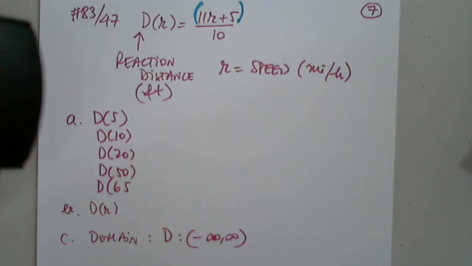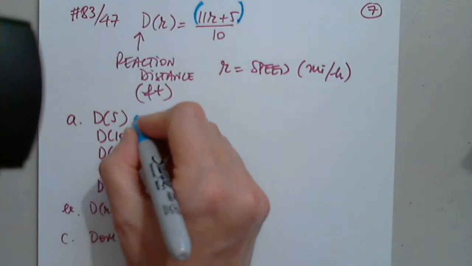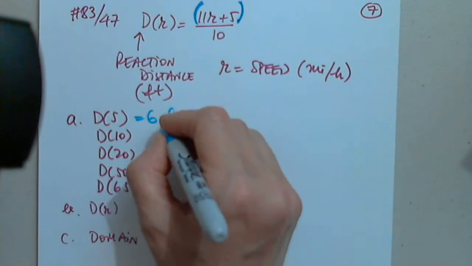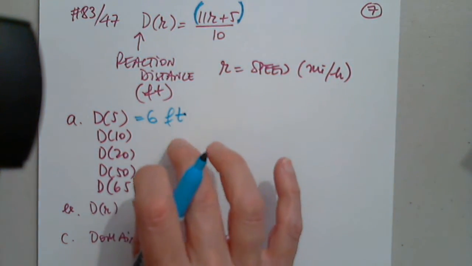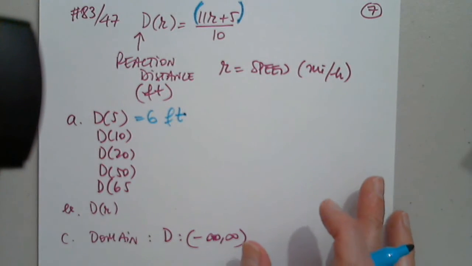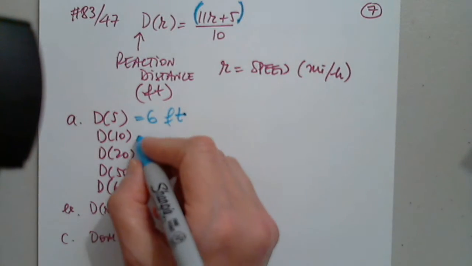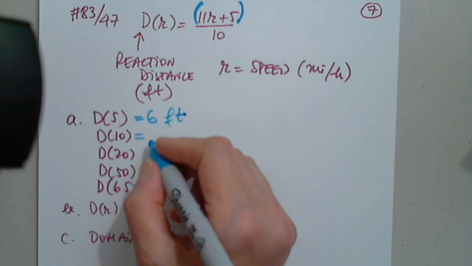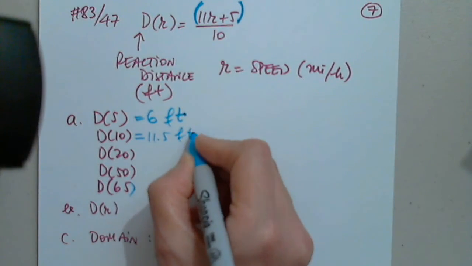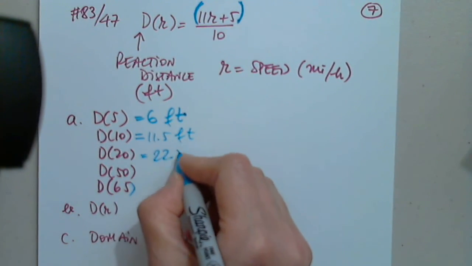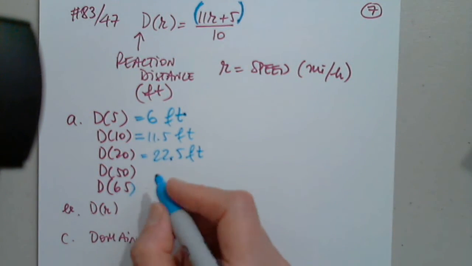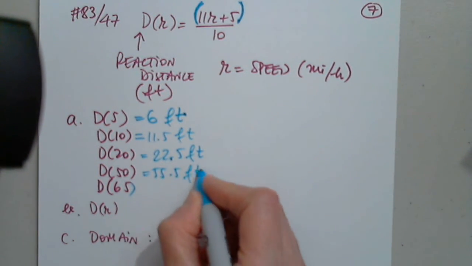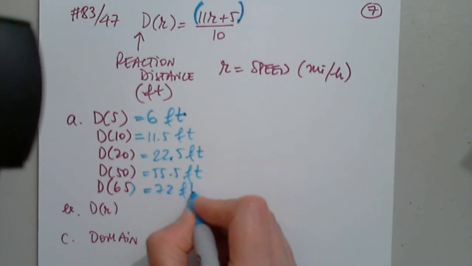So this is the distance based on the speed of the car or the velocity. So d of 5 is 6. I have to write 6 feet. The measurement unit has to be there. If it's an abstract problem, you don't have any measurement units. But other than that, you have to make sure that everything you write has the measurement unit. So 10, 11.5 feet, 20, 22.5 feet, 55.5 feet, and 72 feet.